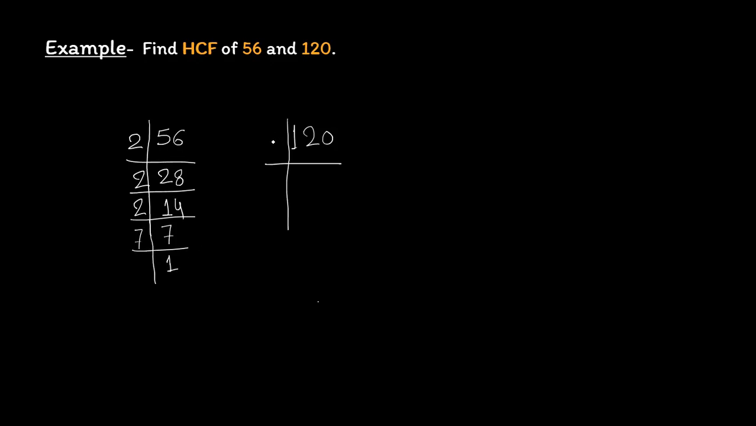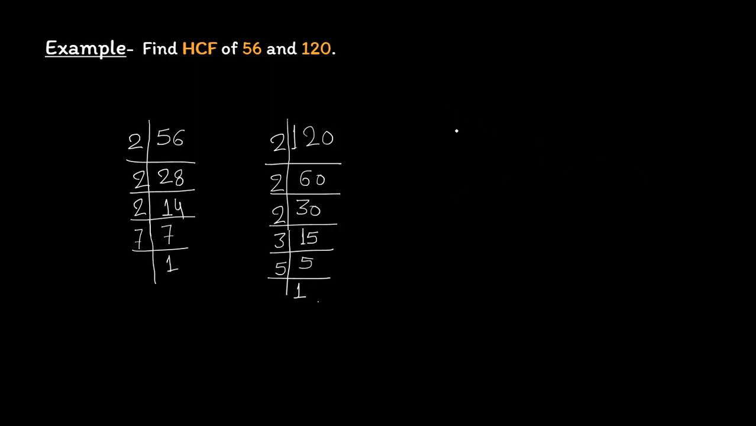Now 120: 2 6s are 12, 2 3s are 6, 2 1s are 2, 2 5s are 10. Now we need to divide it by 3, 3 5s are 15, and 5 1s are 5.